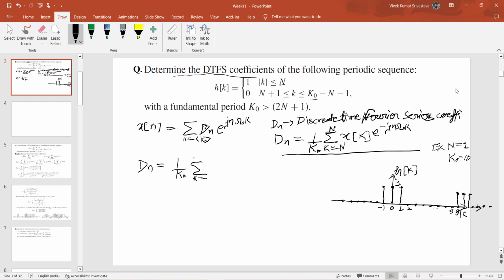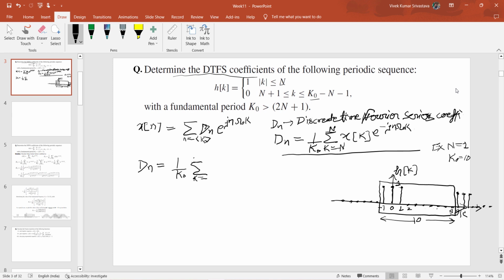Yes, sir. So k between minus n and n plus 1 into k naught minus n plus 1, so you are taking care of the negative k also. Yes. I am considering this as my periodic signal, having a periodicity of 10. It starts from minus 1 and ends at 8. Okay, sir.